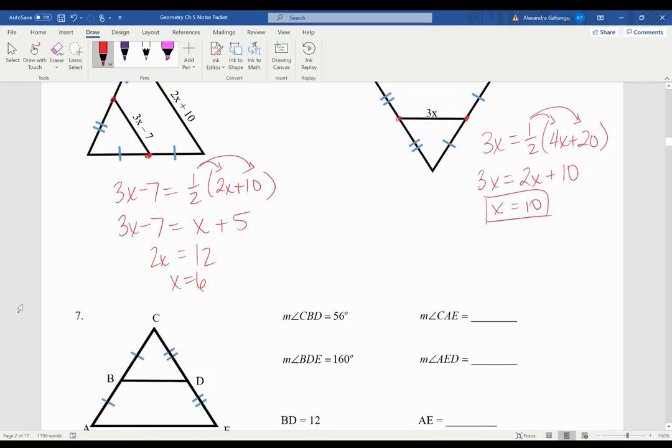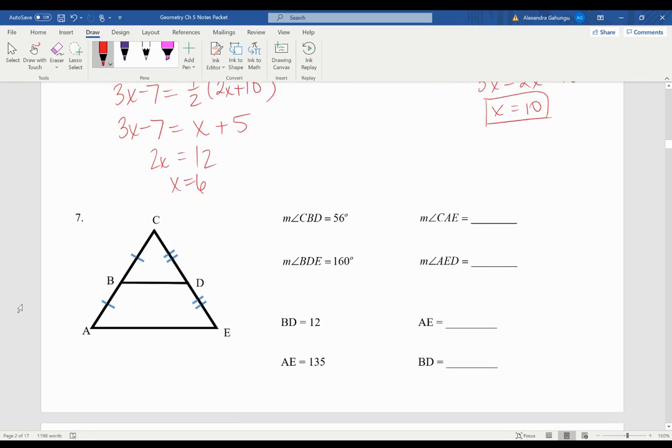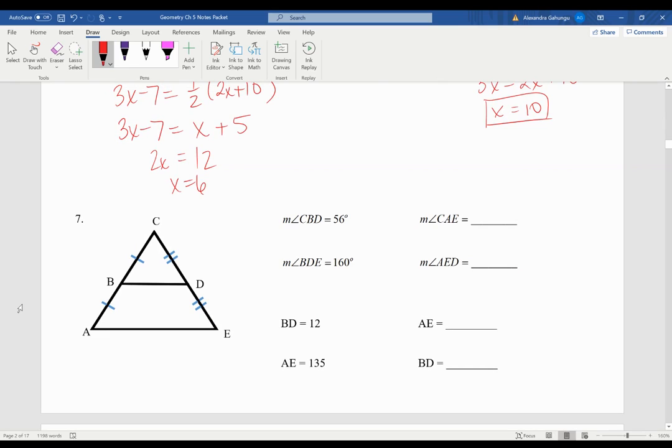Our last piece is looking at the angles and the sides. We can start with BD and AE and then work our way up to the angles. BD, and look at that, BD is our midsegment, it's 12. So what would AE be? Well, 12 is equal to half of whatever AE is. So if 12 is the half, we'll double it and get 24.